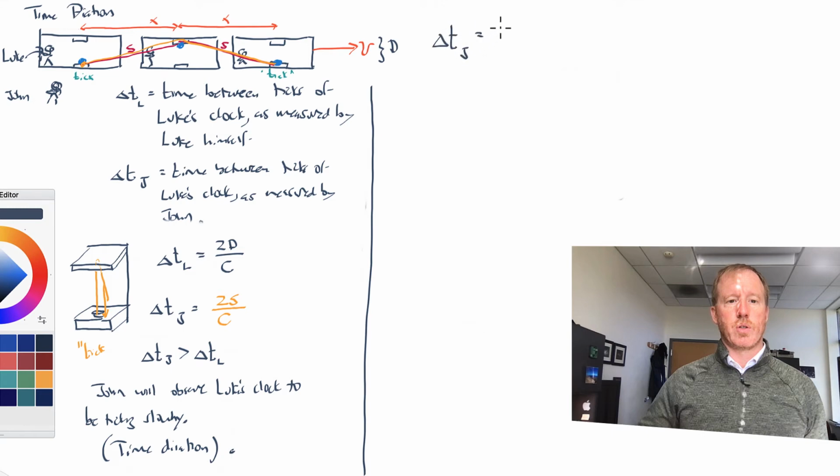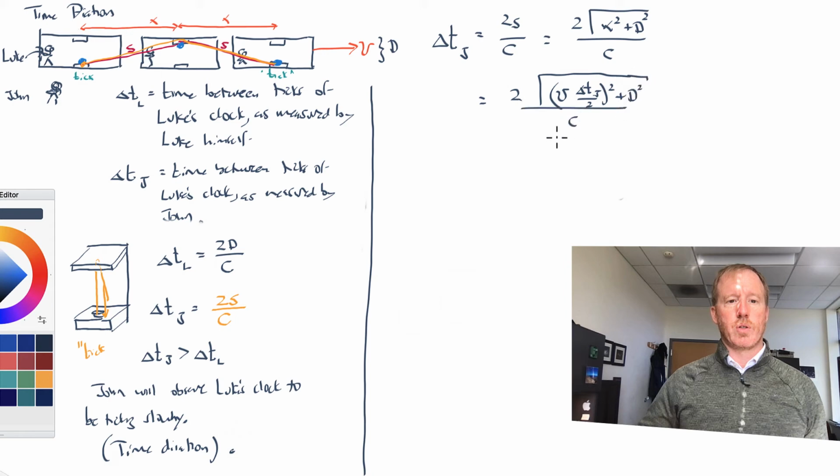Delta t John, once again, is 2s over c. What is 2s? Well, we can do this exactly like we did last time. 2 square root of x squared, where x is the horizontal distance it moves, plus d squared, over c. Well, what was this distance x? Once again, that's the speed of the ship times the time interval between ticks as measured by John divided by 2, because it's half of a time interval, squared plus d squared.